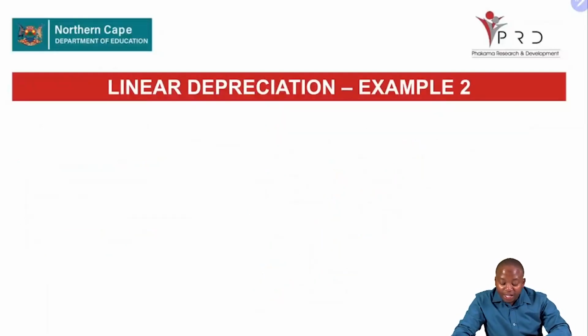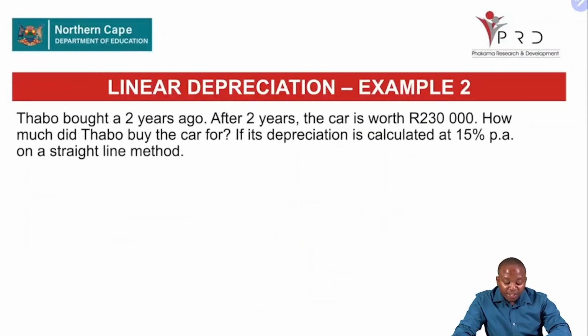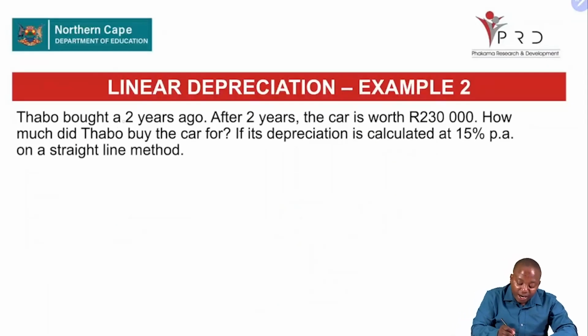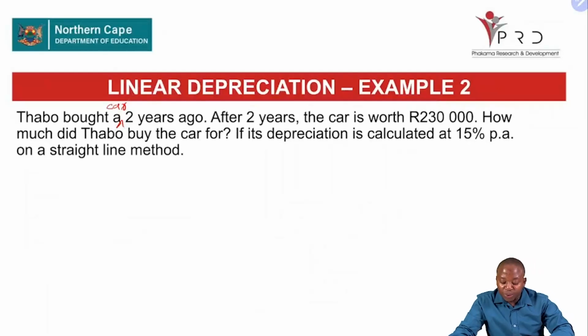Now let's look at the second example. Let us think. Tabo bought a car 2 years ago. After 2 years, the car is worth 230,000. How much did Tabo buy the car for?